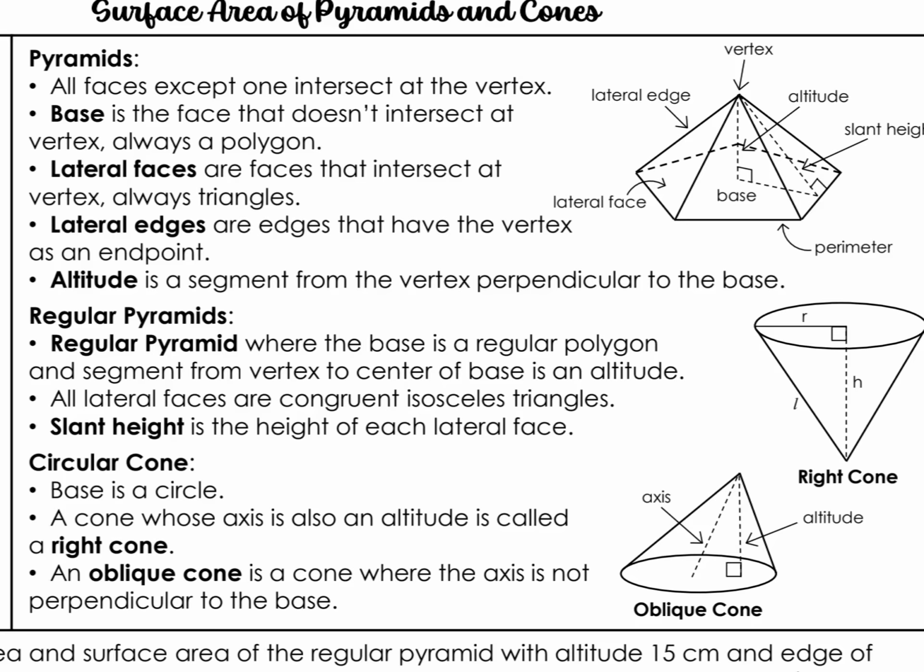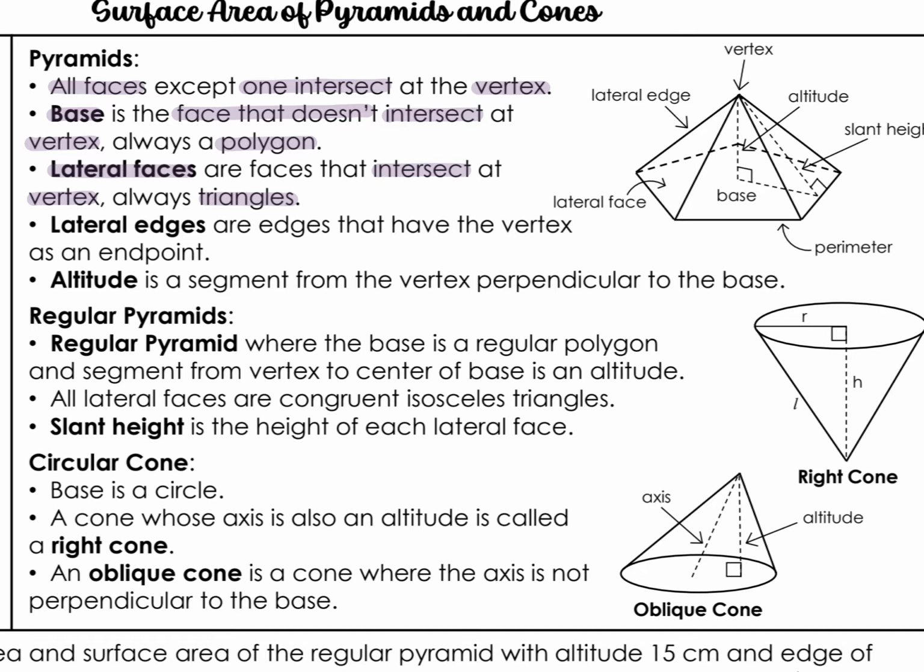So starting off, we have our pyramids, where all faces except one are going to intersect at the vertex. Your base is going to be the face that does not intersect at the vertex. It's always going to be a polygon. Your lateral faces are going to be the faces that intersect at the vertex, and these are always going to be triangles.